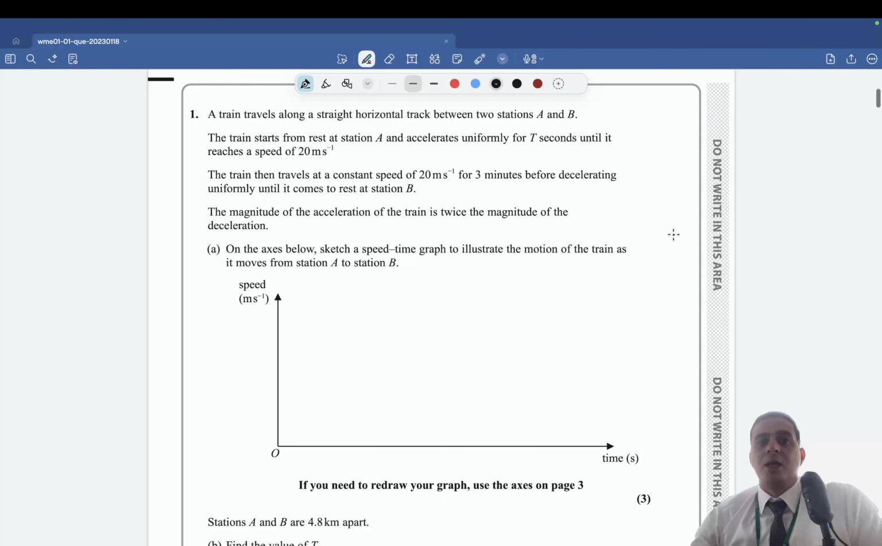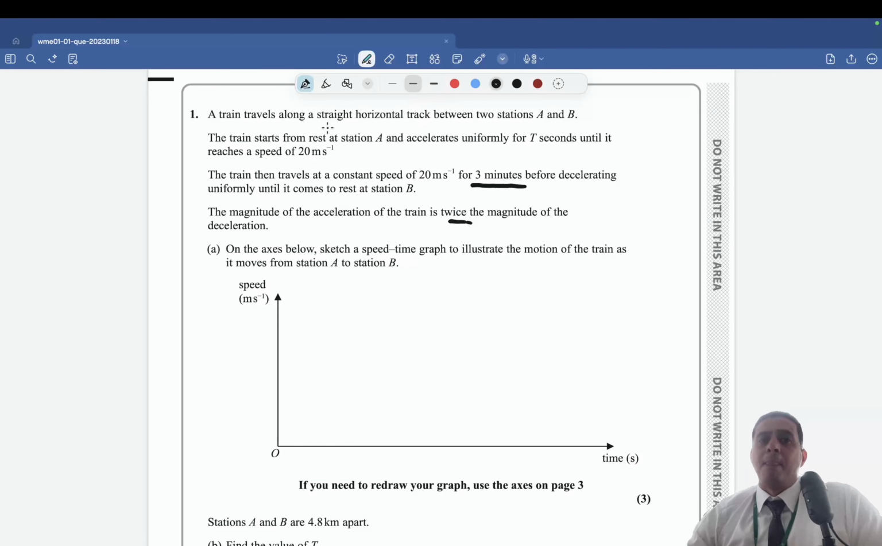Question 1. A train travels along a straight horizontal track between two stations A and B. The train starts from rest at station A and accelerates uniformly for t seconds until it reaches a speed of 20 meters per second. The train then travels at a constant speed of 20 meters per second for 3 minutes, before decelerating uniformly until it comes to rest at station B. The magnitude of the acceleration of the train is twice the magnitude of the deceleration. On the axis below, sketch a speed time graph to illustrate the motion of the train as it moves from station A to station B.